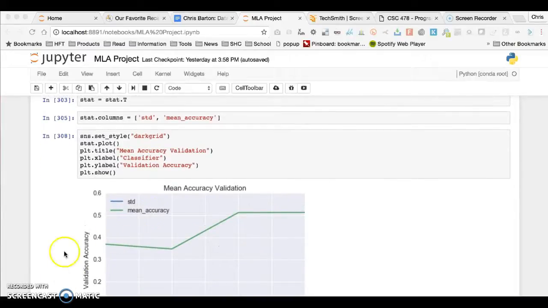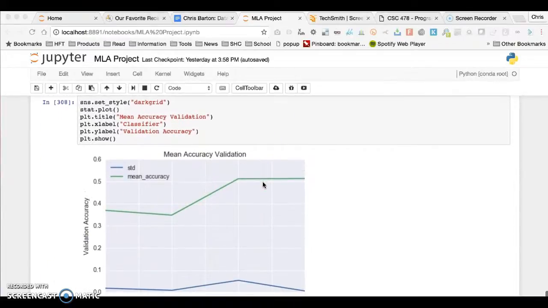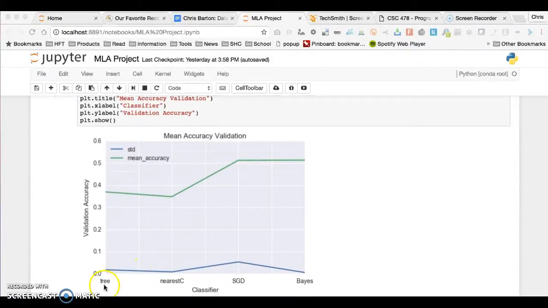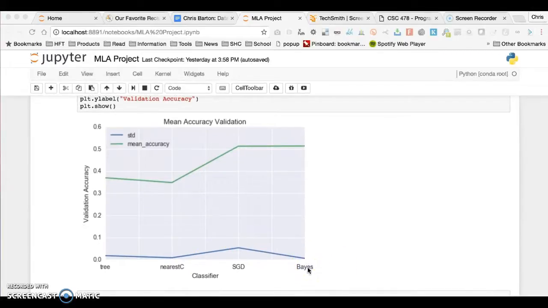And then we come to the final graph, which is comparing each of the classifiers: the decision tree, nearest centroid, stochastic gradient descent, and multinomial Bayes. You can see here that Bayes is the best classifier, pretty much right on par with stochastic gradient descent. However, the standard deviation of it is much smaller. There's much less room for error.